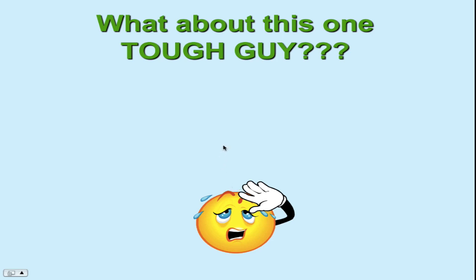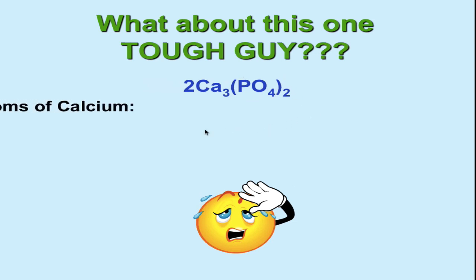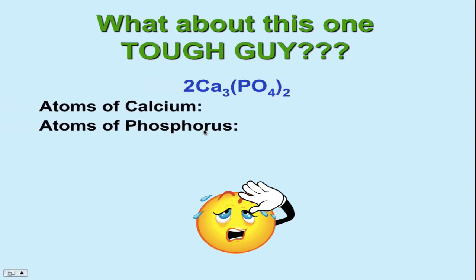I'm going to make it a little bit tough on you. See if you can figure out this one. You've got 2Ca3(PO4)2. You're trying to figure out the number of calcium, number of phosphorus, and number of oxygen. Pause it. See what you can do.